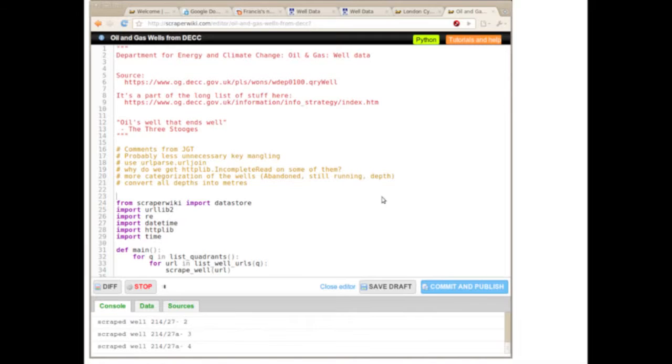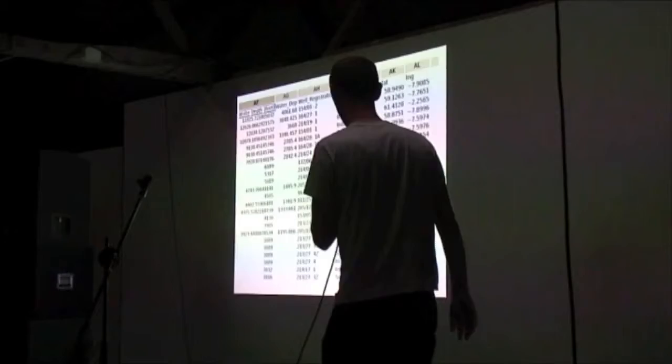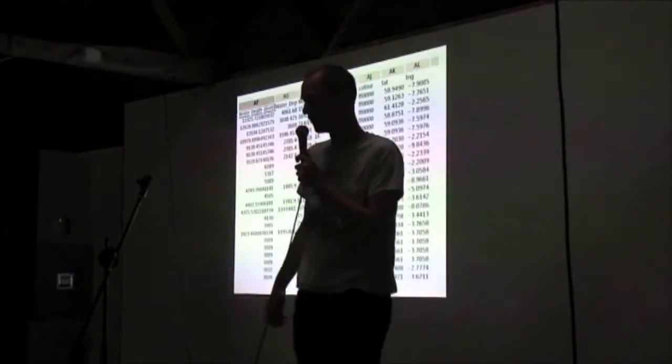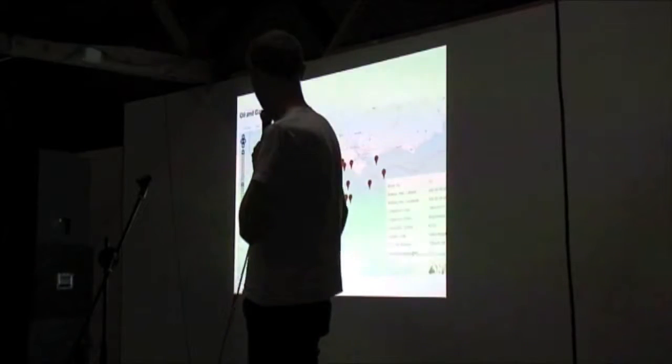So this is a quick technical note. This is in Python. You can also write in PHP, and it's got a data store that you can save the data in if you're a programmer. So this is the data that has come from the DECC website and shows the depth. And the interesting thing is that quite a lot of them are more than 5,000 feet deep. And 5,000 feet was the depth the Deepwater Horizon was.